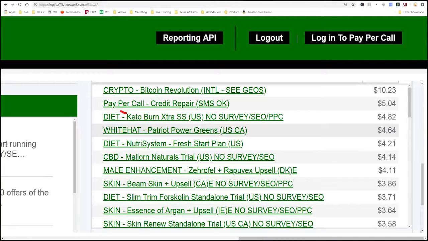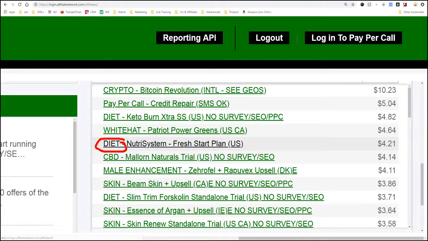As you'll see, diet appears a couple times here. You see diet, and the product's name is Keto Burn Extra SS. SS stands for straight sale. It's only US. And notice that in the offer description, it's saying you can't do surveys for this. You can't use SEO or PPC. You'd probably be advertising this differently, there's a lot of other ways. I won't go into that. You'll see diet also appears here, Nutrisystem, diet again, Slim Trim Forskolin.